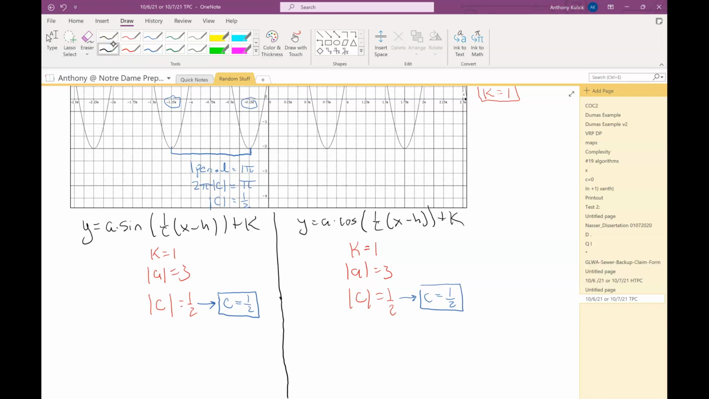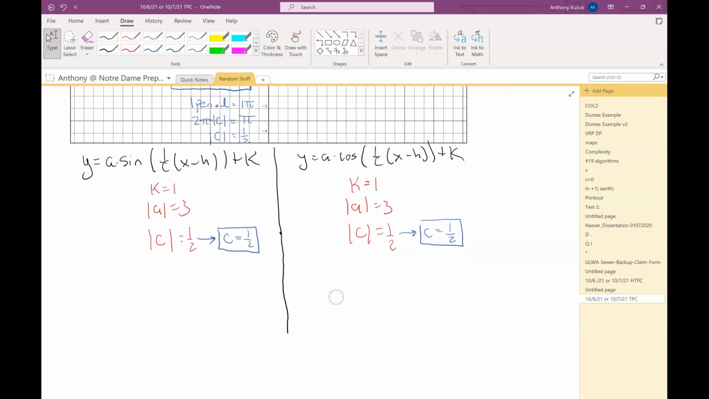Next, I'm going to find my value for h. And this is by far the trickiest part of this. So what I'm going to do for this is recall the key points from my sine and cosine function that we used to graph, that we talked about the other day.